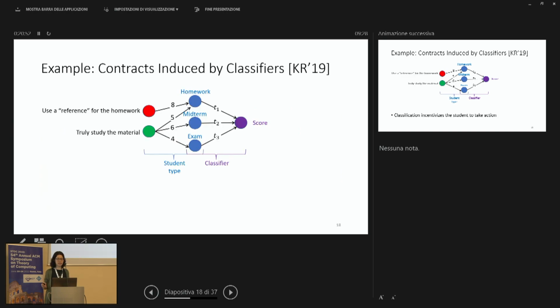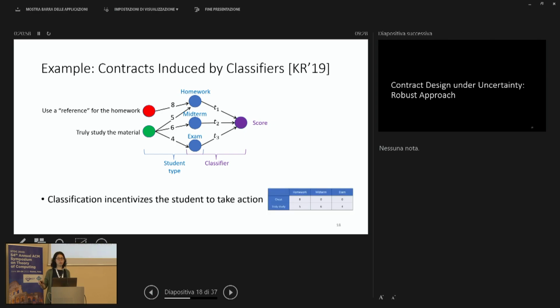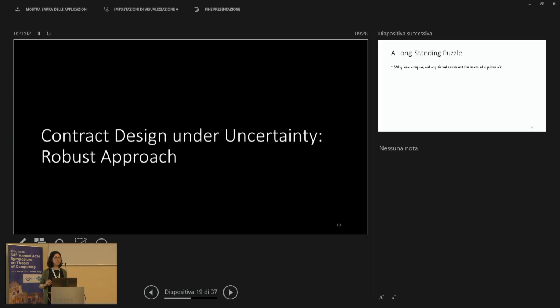I had a third example, but I'm actually going to skip this. I wanted to show the connection of contracts to classifiers. I think Hara will be talking about this after our first tutorial, so let me skip it.